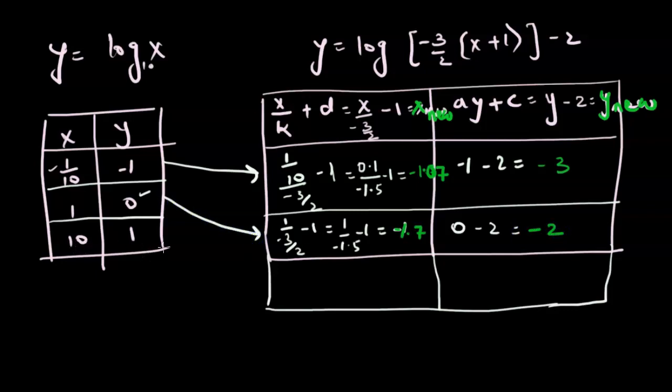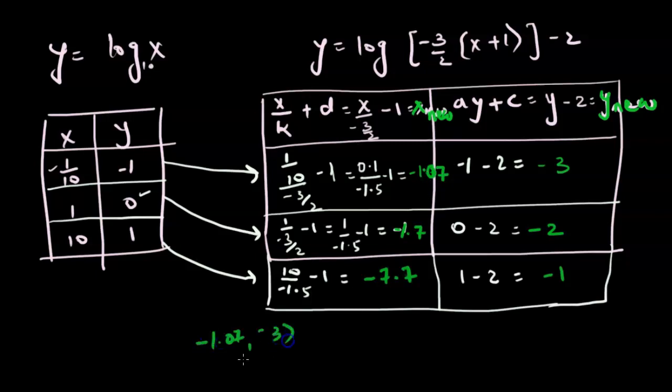Next we're going to change 10 and 1. And we get 10 divided by negative 1.5, minus 1, and that gives us a negative 7.67. Similarly, the y value would be 1 minus 2, and that would give us a negative 1. So the new points that we would be working with are negative 1.07, negative 3; next we have negative 1.67, negative 2; and next we have negative 7.67, negative 1.